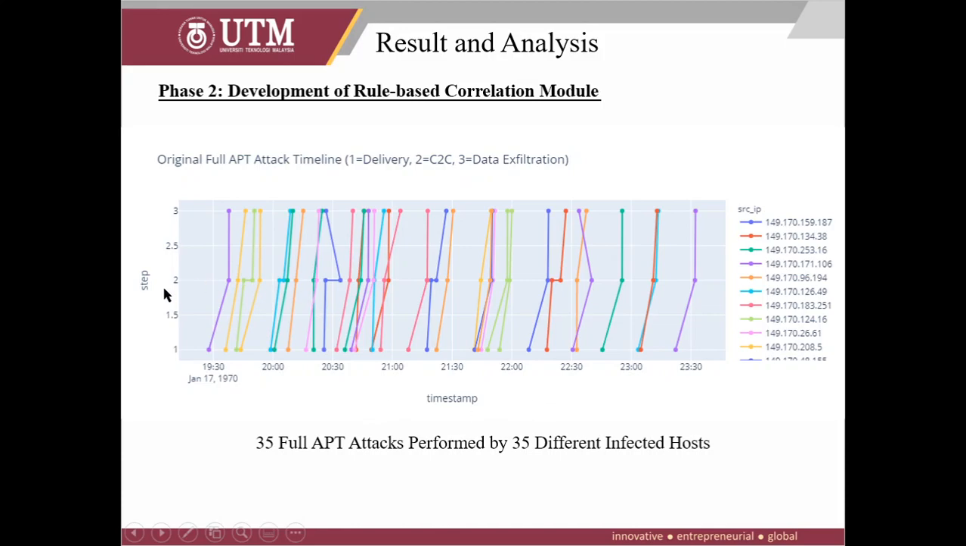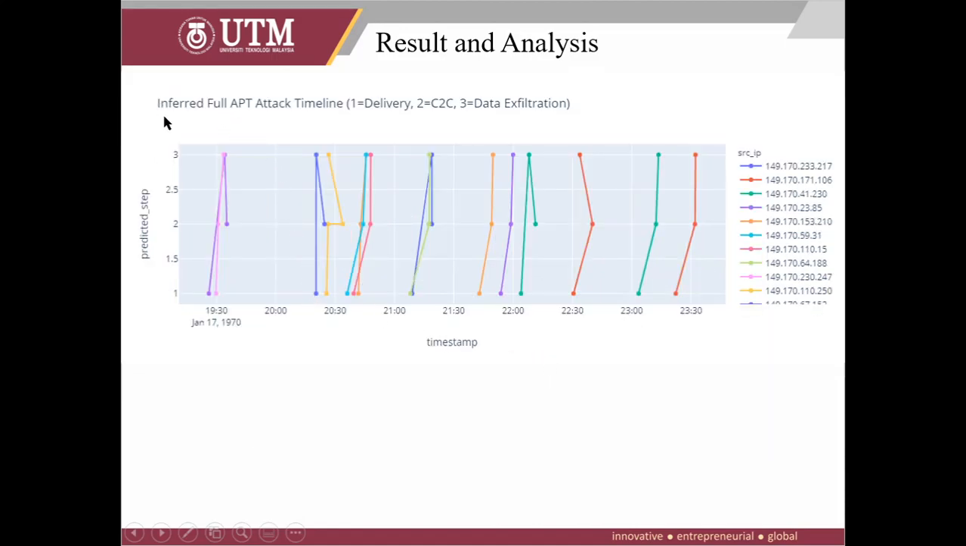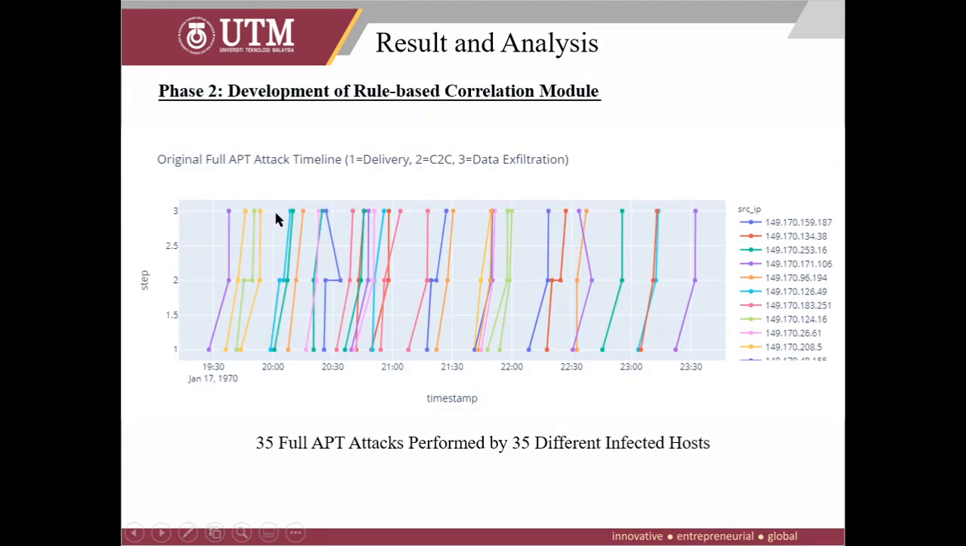We have the x-axis and the y-axis here, the timestamp and the step. Here we have 35 full APT attacks performed by 35 different infected hosts. And we can see here, one example is steps 1, 2 and 3 here. So this is the inferred full APT attack timeline. This is produced by our ANFIS detection system based on the same dataset earlier. So this is what we get, and this is what it actually looks like.